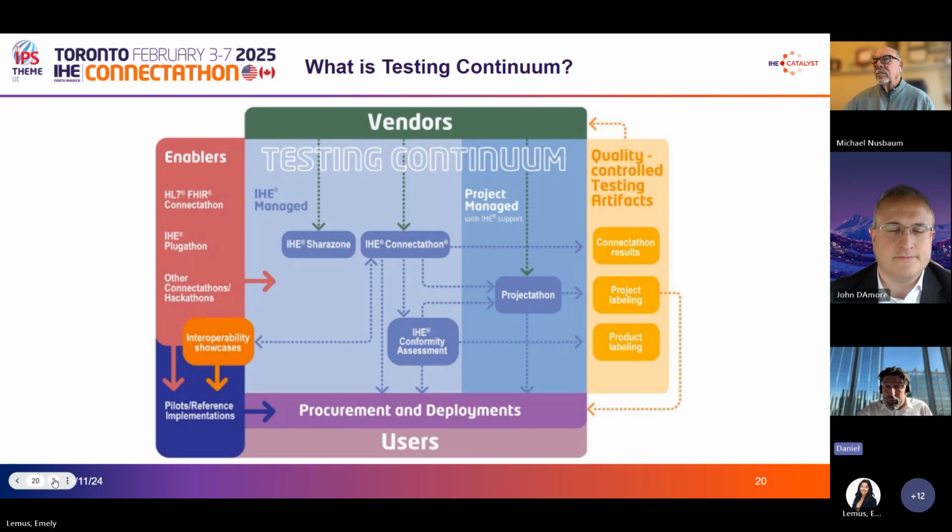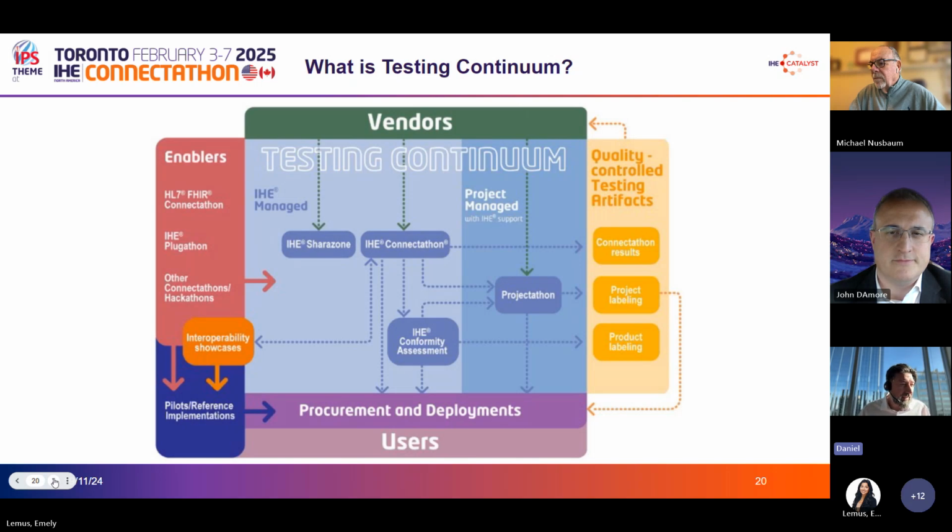And then I wanted to go to the Projectathon that is managed by a jurisdiction. It could be Switzerland, France, the Latin LACPAS countries, or in our case, Canada, that is having a Projectathon during the week. And at the right, we have the quality controlled artifacts. So there's a Connectathon results database that's accessible. We've got project labeling that can happen after a Projectathon or conformance. And we've also got the seal.